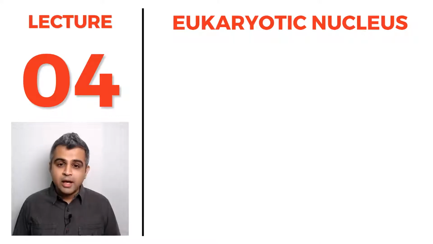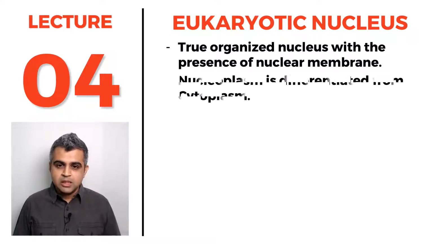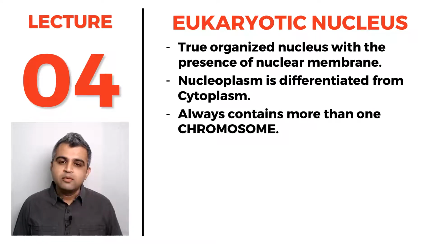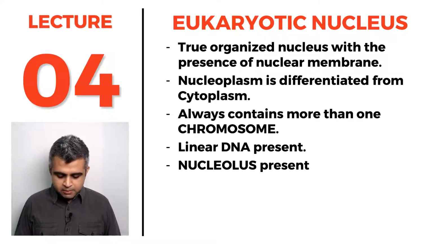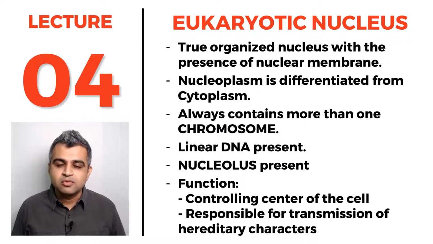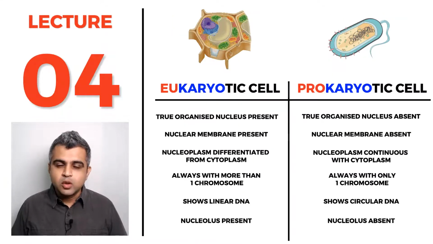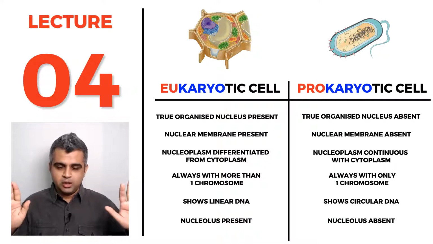So a eukaryotic nucleus is going to be a true organized nucleus with the presence of a nuclear membrane. It is going to be differentiated from the cytoplasm. So nucleoplasm is differentiated from cytoplasm. It will always contain more than one chromosome. It has linear DNA. Nucleolus will be present, and it is the controlling center of the cell and responsible for transmission of hereditary characters. So here we also discussed about the differences between a eukaryotic nuclei and a prokaryotic nuclei.